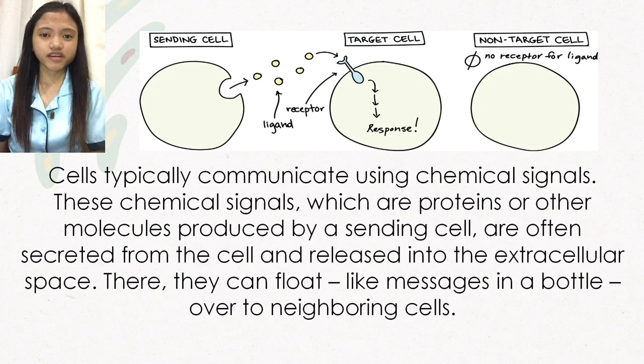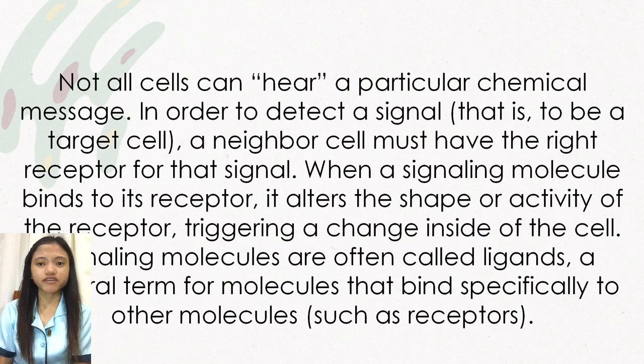So presented here is a diagram indicating how cells typically communicate using chemical signals. These chemical signals, which are proteins or other molecules produced by a sending cell, are often secreted from the cell and released into the extracellular space. There, they can float like messages in a bottle over to neighboring cells. Not all cells can hear a particular chemical message. In order to detect a signal, a neighbor cell must have the right receptor for that signal.